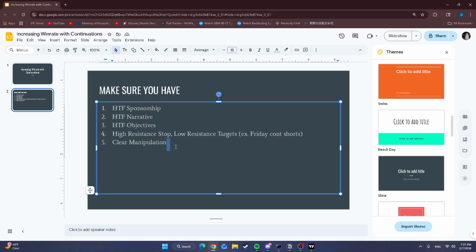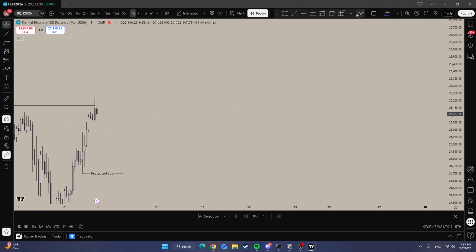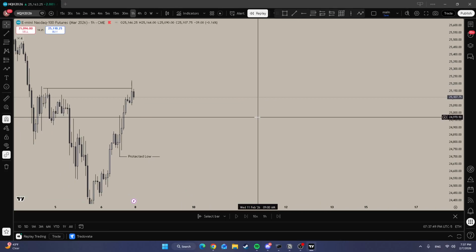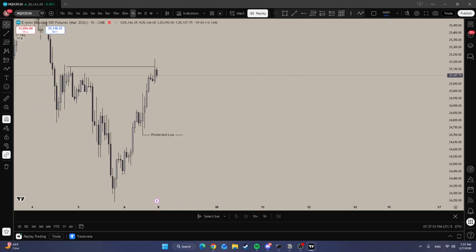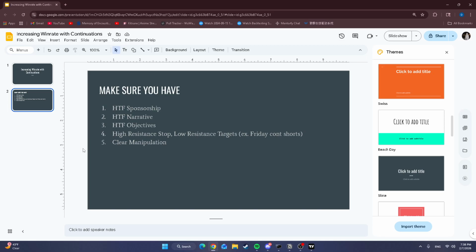And yeah, and then clear manipulation, I couldn't really find an example off the top of my head, but like I said, just try not to be trading within chop. But yeah, I feel like as long as you follow all of these, like this little checklist right here, and make sure you have all of these things, it will definitely improve your win rate a lot on continuations.